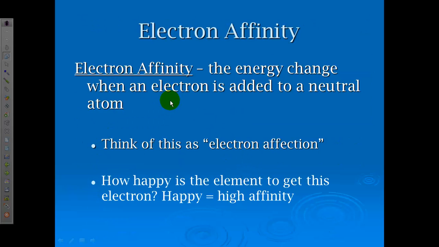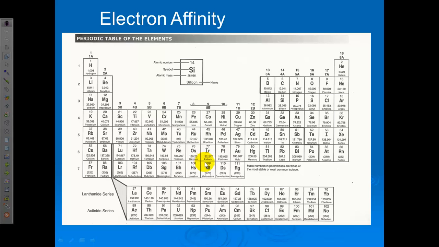All right. Electron affinity is another trend. This is the energy change when an electron is added to a neutral atom. So you can think of affinity as like affection. How happy is this element going to be if it gets an extra electron? So I think of it as electron affection.